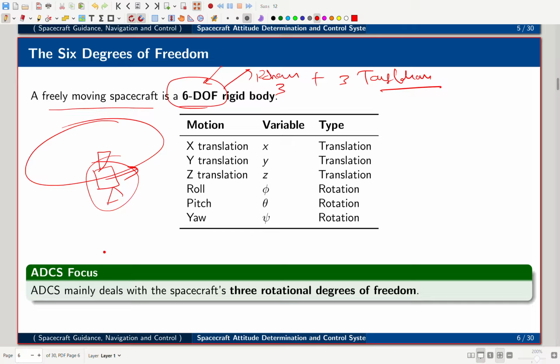For rotational motion we deal with roll, pitch, and yaw. We will discuss what roll and pitch are. For now, just understand that this is rotational motion for each axis x, y, z. So ADCS mainly deals with the spacecraft's 3 rotational degrees of freedom. We restrict ADCS to rotational motion, and we have to bother about the 3-axis rotations or orientations: roll, pitch, and yaw.